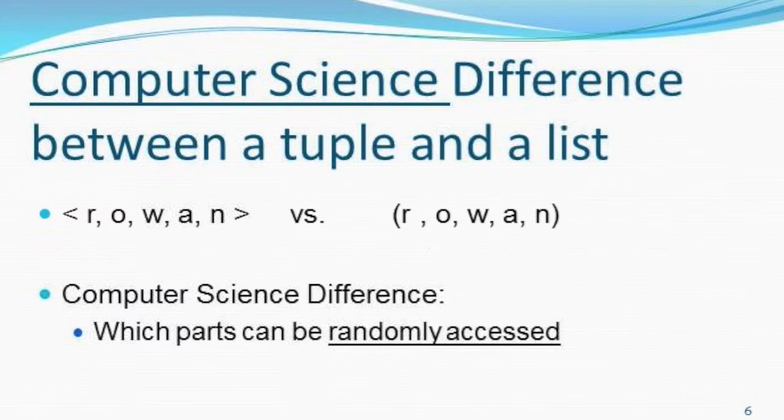So the answer is that this is a computer science course, and there's actually a computer science difference between a tuple and a list. So this list here is actually very different from this tuple. And it's not that the difference is in the contents or in the order, but in fact in how it's represented and which parts can be randomly accessed.